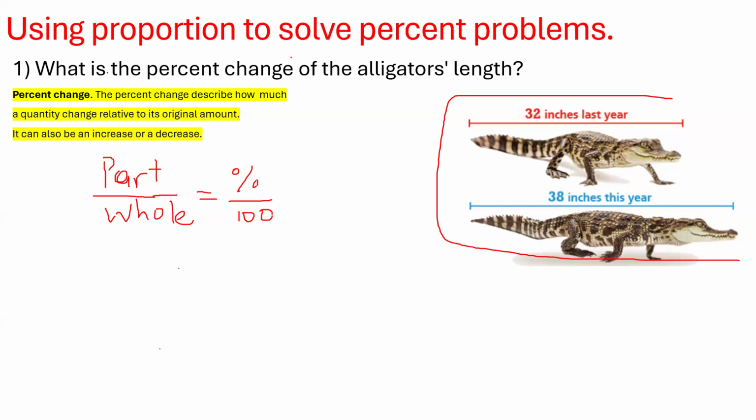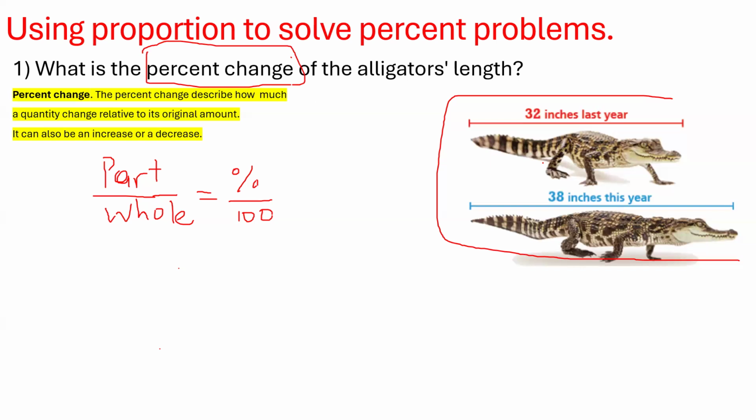It says, what is the percent change of the alligator's length? What do we mean by percent change? Percent change is basically describing how much a quantity changes relative to its original amount. A percent change can either be an increase or a decrease.